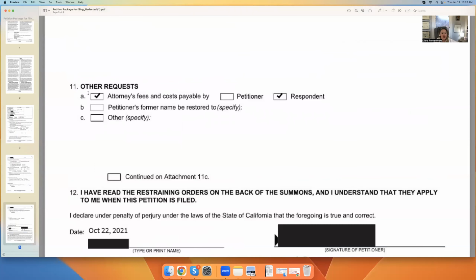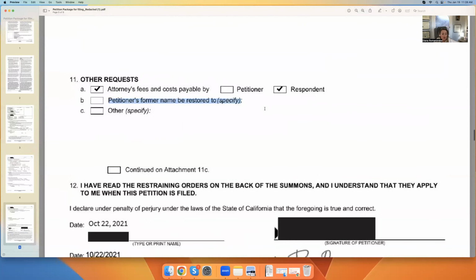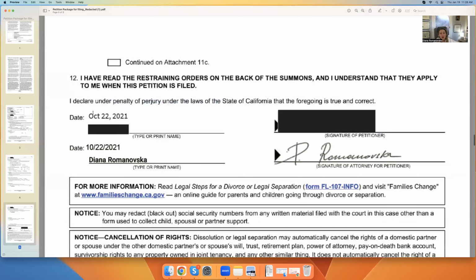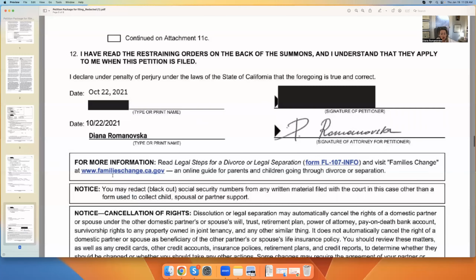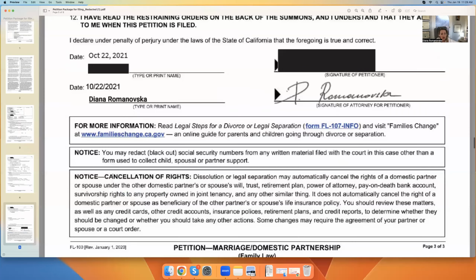Other requests, attorney's fees and costs payable by the other side. Of course, if I'm filing and I know the other side has more money, I'll check that off or leave it out. Now, petitioner's name to be restored. This is where I check off if I want to have my maiden name or another name restored. Then I put the date of the client, signature, and if I'm representing the client, of course I sign here, but you wouldn't have it since you're watching this video. You're probably going to represent yourself.